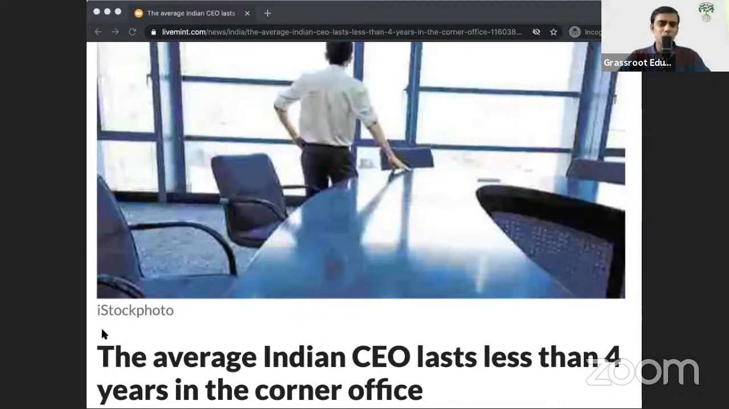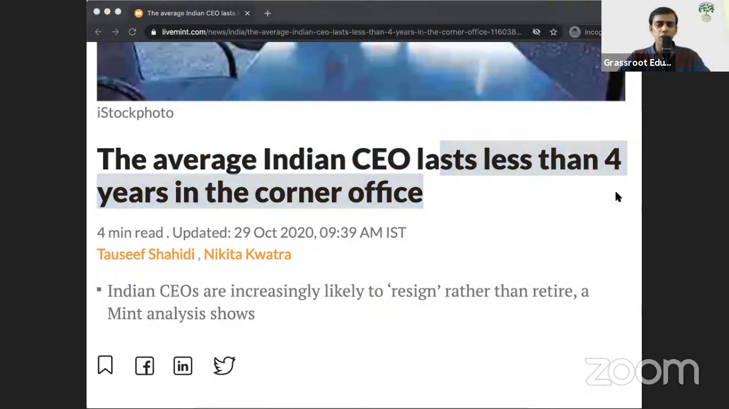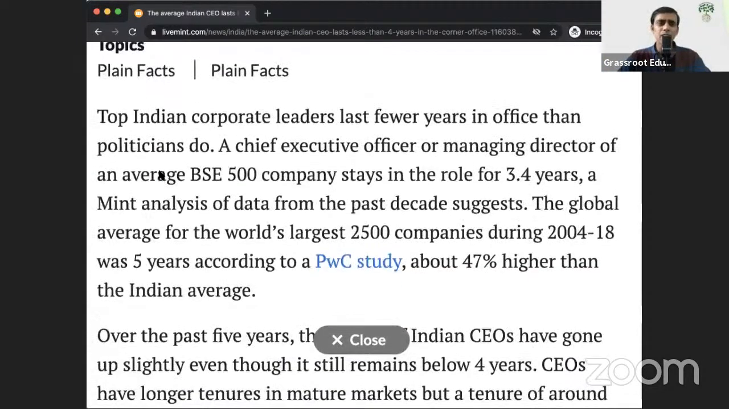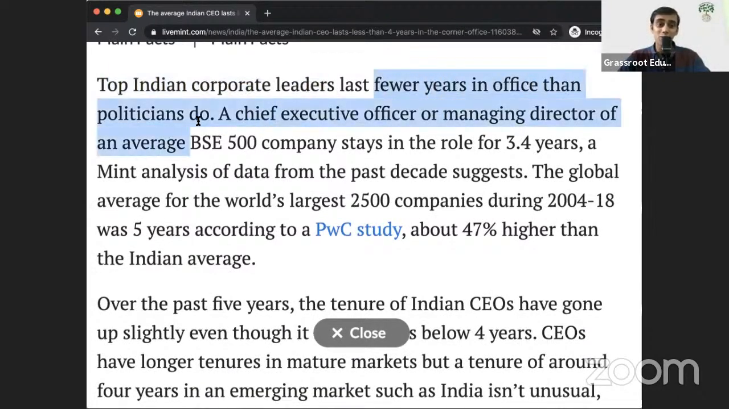Okay. Let's start. Now, the topic is the average Indian CEO lasts less than 4 years in the corner office. So the tenure of CEOs in India is less than 4 years. That's what the article is about. Why? Top Indian corporate leaders last fewer years in office than politicians do. So politicians at least last for 5 years, right? But CEOs usually have their tenure terminated due to some reason or the other in less than 5 years.